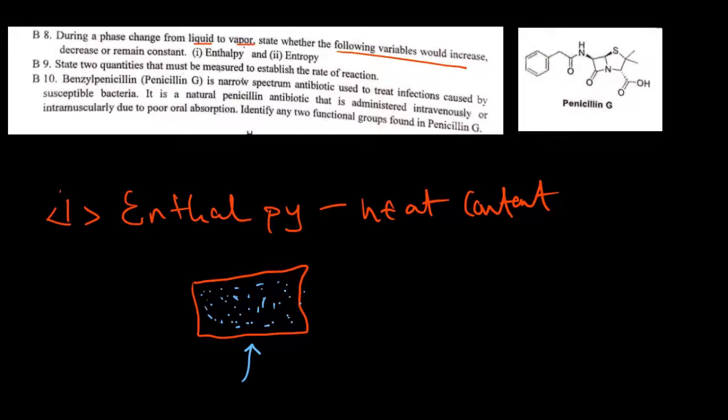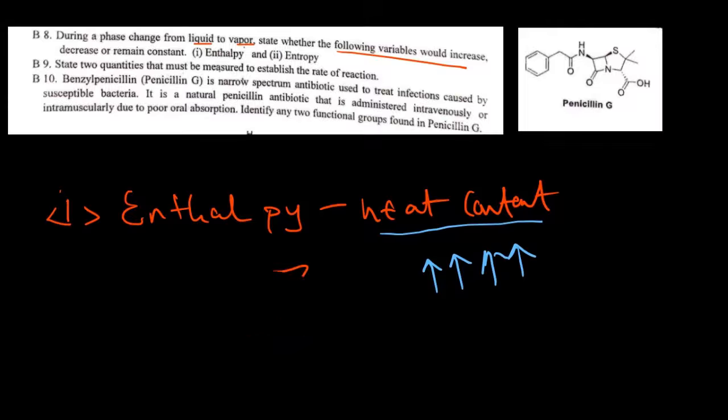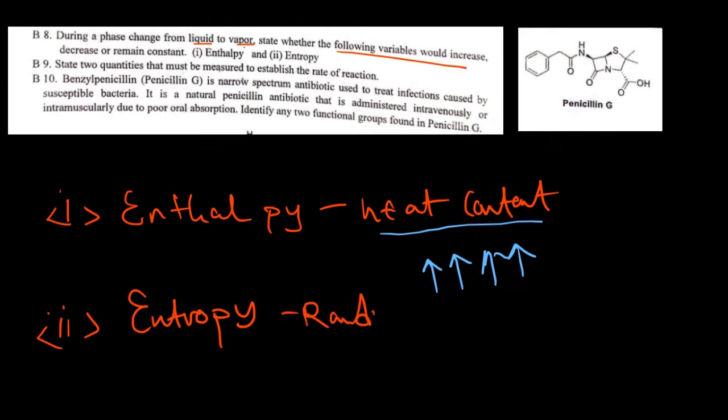When the liquid absorbs the heat, it means the heat content of that system is increasing, because the liquid is absorbing that heat. So the enthalpy increases when you are changing state. What about the entropy? What happens to the entropy? We first have to define what entropy is. Entropy is a measure of the degree of disorder or randomness in a system.